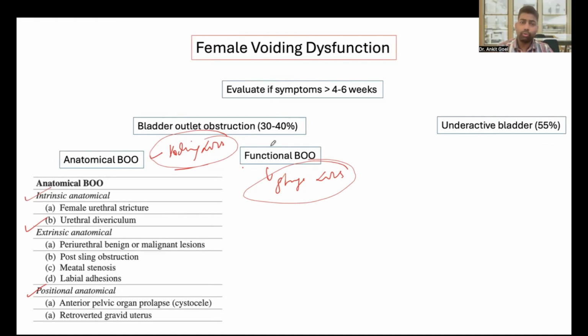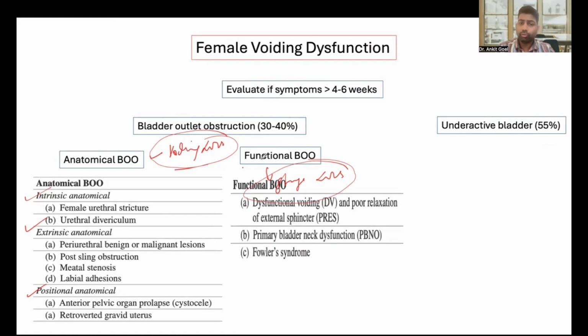Storage symptoms predominantly could be any other cause, but what are the causes of functional bladder outlet obstruction? It could be dysfunctional voiding, where the pelvic floor muscles fail to relax properly, or poor relaxation of the sphincter. Then there is primary bladder neck obstruction, and this is when the detrusor is contracting but the bladder neck is not opening. This is primary bladder neck obstruction.